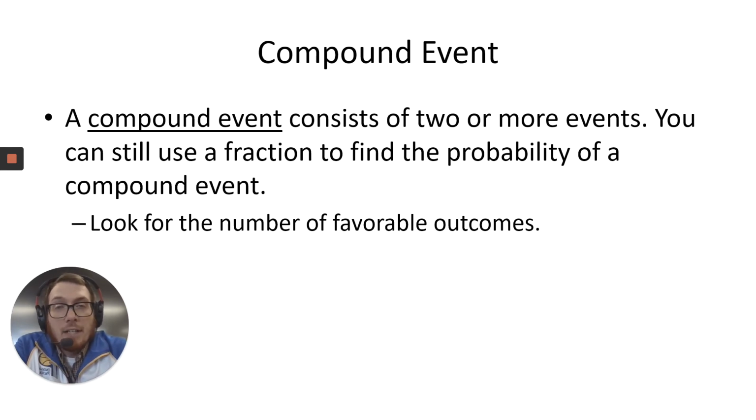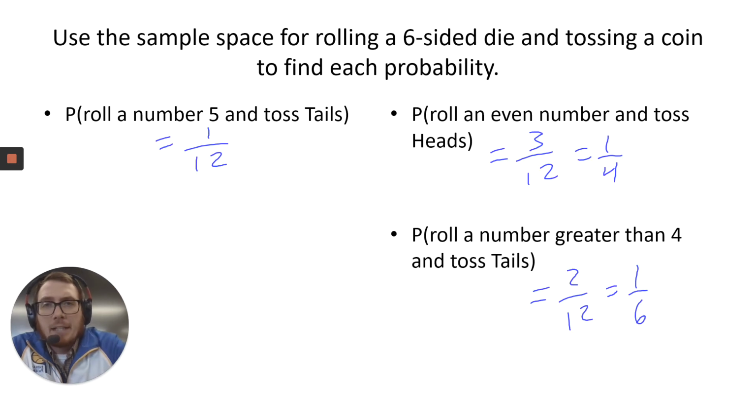A compound event is the third definition that you need to make sure you understand. A compound event consists of more than one event, so 2 or more. So think about compound sentence, like 2 sentences put into one. You can still use the fraction idea, and we'll look at some of those ideas as we deal with this first example. So the compound event would be something like this.